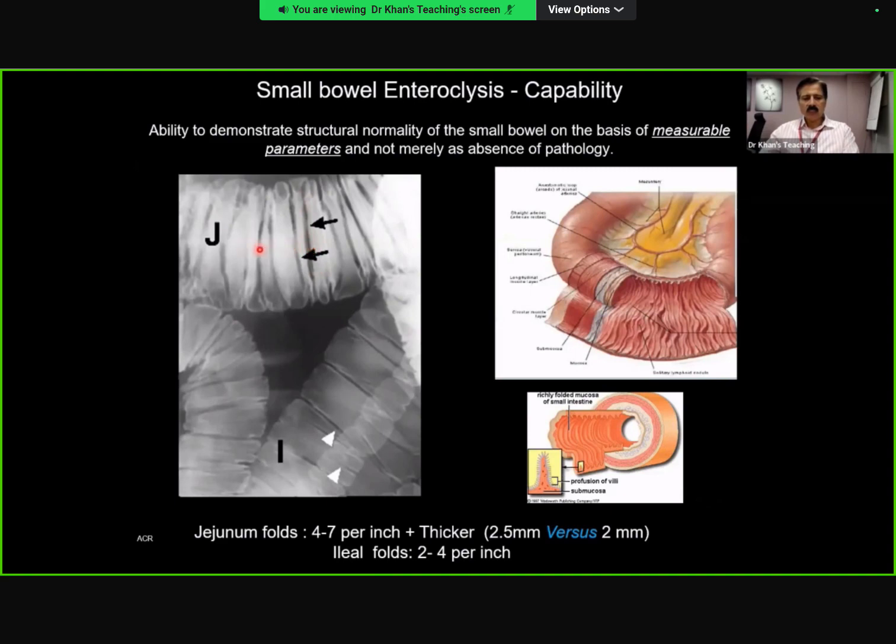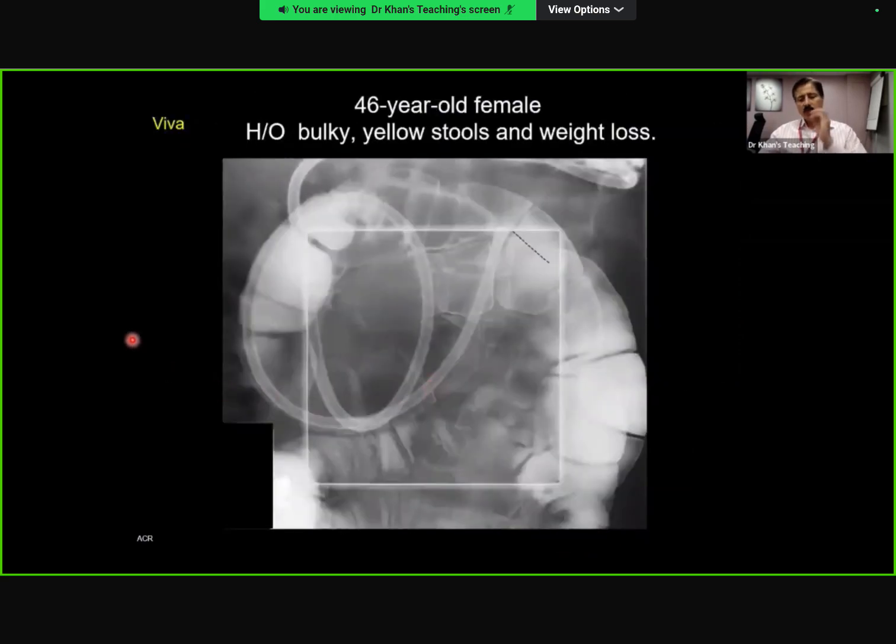So number one, see how many mucosal folds are here. It is written per inch, and there are 4 to 7 per inch. 1, 2, 3, 4. 4 to 7 per inch. But in the ileum, these are 2 to 4. Second thing is, look at the thickness of the fold, and you will agree that this is thicker as compared to this one, 2.5 versus 2 millimeters. So this concept is important. Candidate 8, classical exam film.